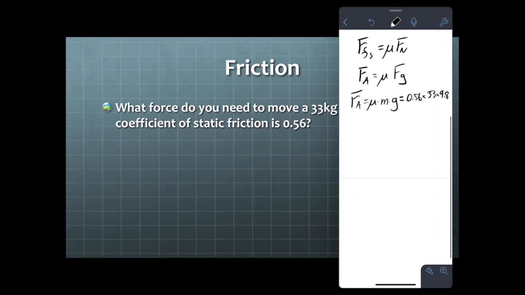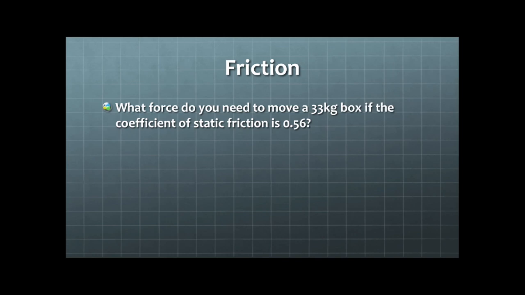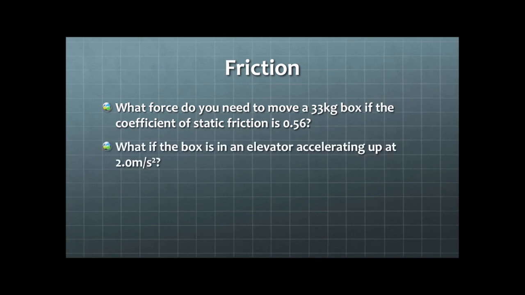Doing the calculation of these numbers, we find the applied force we need is 181.104 newtons. With the correct significant figures, we have 1.8 times 10 to the 2 newtons. This is a question we have seen 2 lessons ago. What if this box was in an elevator and the elevator accelerated up at 2 meters per second squared? How would that change the question?